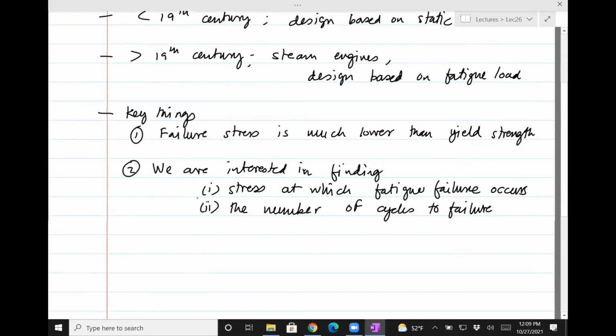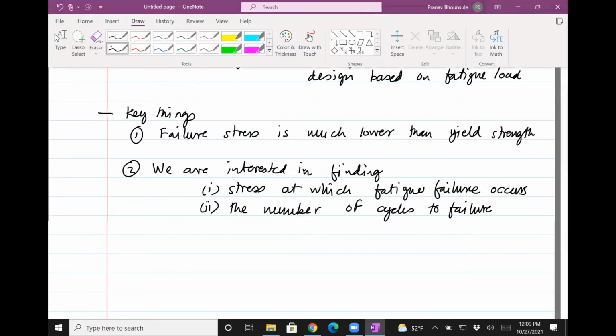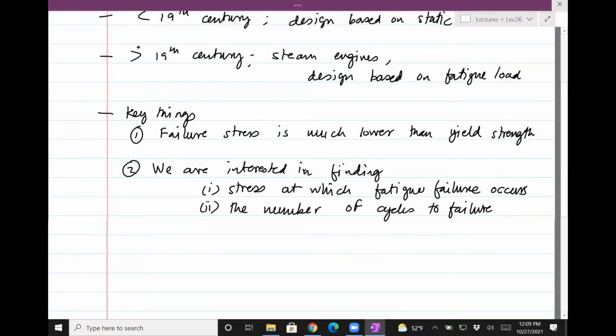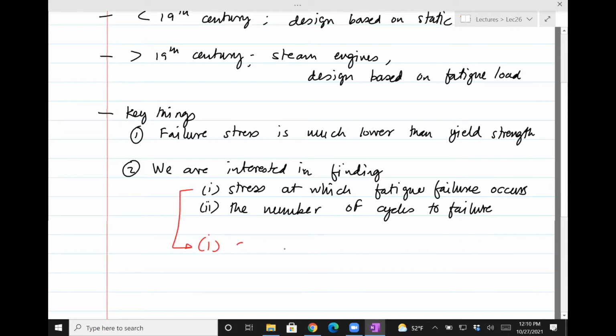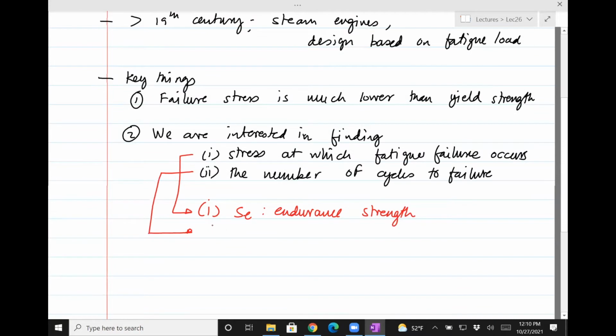Okay, the stress at which failure occurs is usually called the endurance strength, SE. And the cycles we'll use the letter capital N, cycles to failure. I'll just put cycles in because we can just use N for cycles. So we are interested in knowing the endurance strength and the number of cycles after which something will fail.